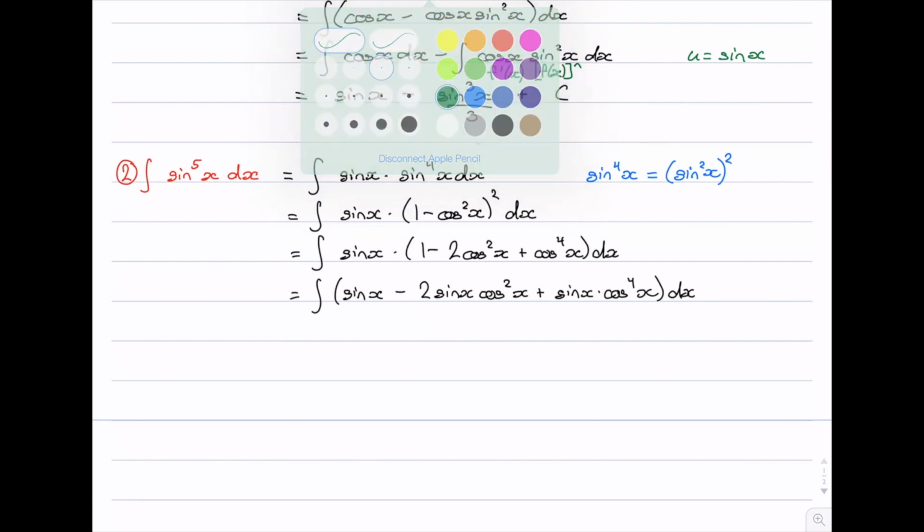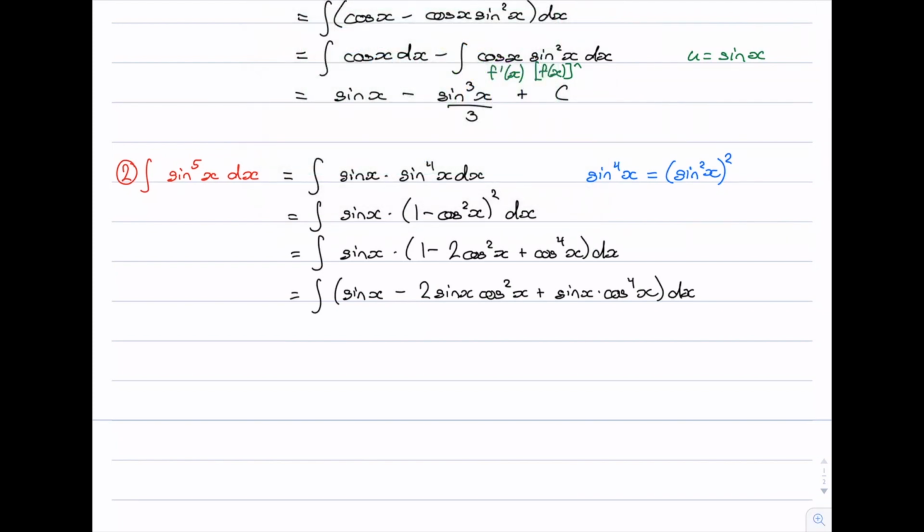We're going to recognize that a lot of these functions are in the form of f dash x times f of x to the power n. Again, in this one, it's f dash x times f of x to the power n. If you're not comfortable with doing the mental substitution, that's fine. You would make the substitution u equals cos x. So the first integral is the integral of sine x. That's pretty standard. That's minus cos x.